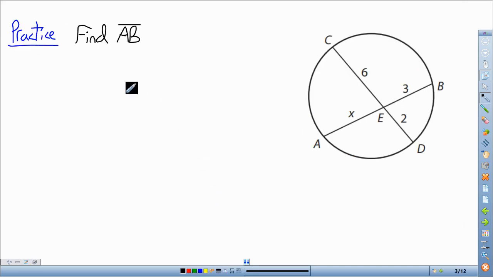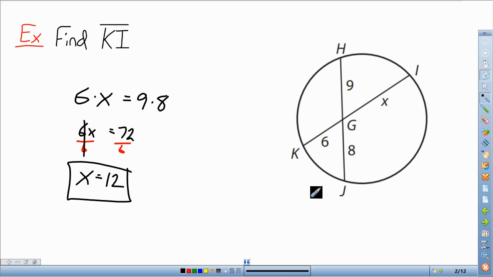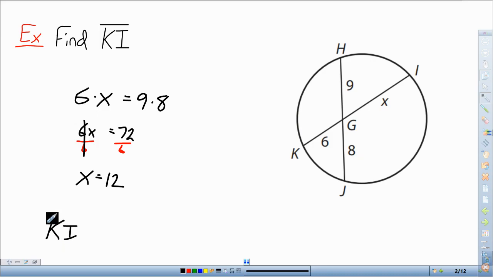Okay, so I'm going to have you try one of these on your own. Oh, actually, hold up. I got a little ahead of myself, right? They didn't ask for X. They asked for KI, so this isn't actually our answer. Let's go one more step and point out that segment KI, the entire chord, is going to equal 6 plus 12. So it looks like KI is going to equal 18. Be careful with making that mistake. Some of these might ask for just X. Some of them might want the entire chord. It really just depends.